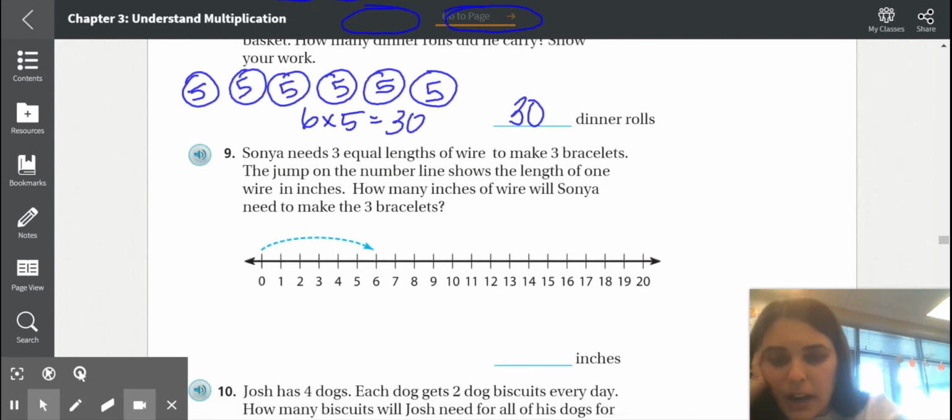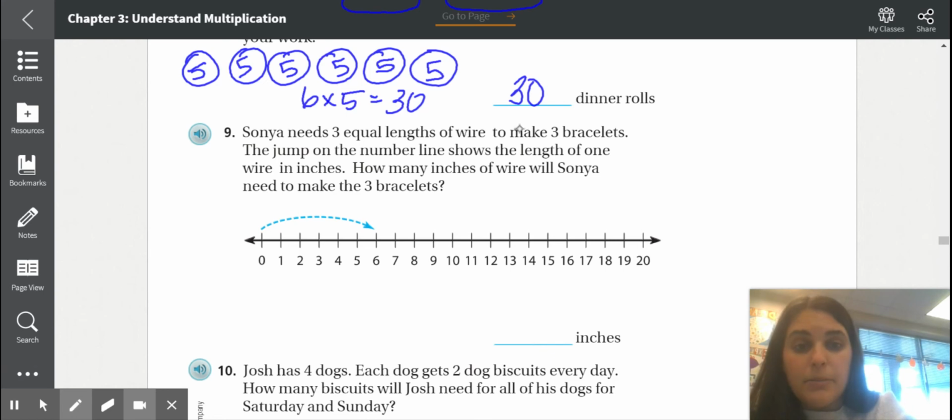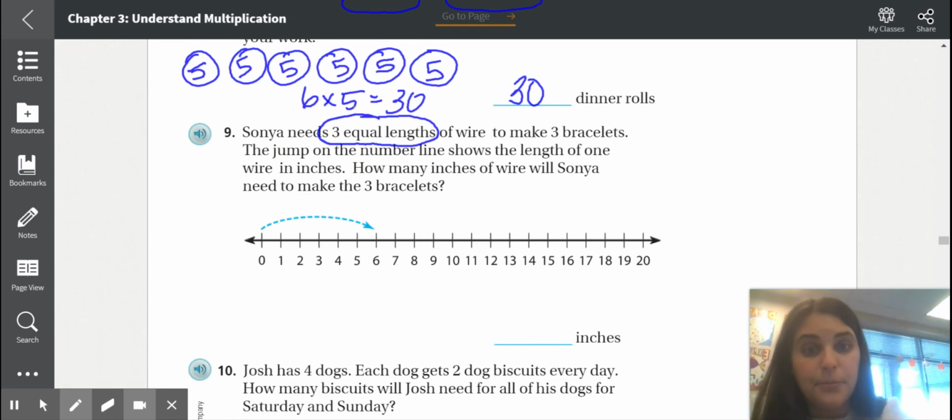So now we're on number 9. Sonia needs 3 equal lengths of wire to make 3 bracelets. The jump on the number line shows the length of 1 wire in inches. How many inches of wire will Sonia need to make 3 bracelets? So Sonia needs 3 equal lengths of wire. So we know that she's going to need 3 equal lengths. That means she's going to have 3 jumps on her number line.